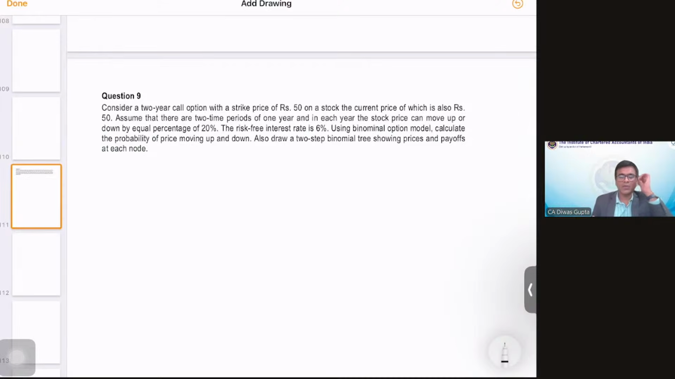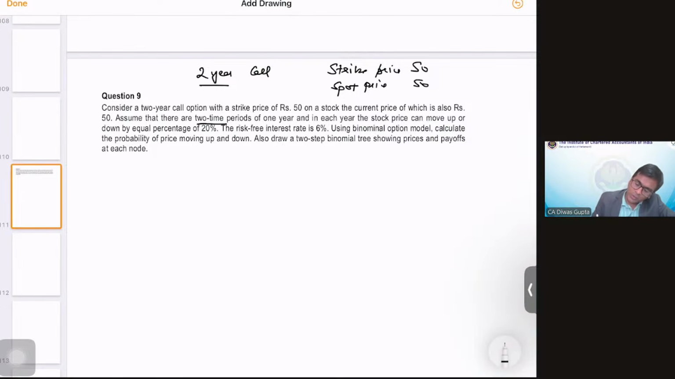Yes. So question number 9, students, from today's assignment. Consider a 2-year call option with a strike price of rupees 50 on a stock, the current price of which is also rupees 50. So this is, first of all, a 2-year call. And the strike price is 50, spot price is also 50.